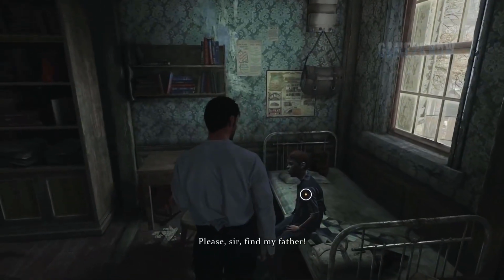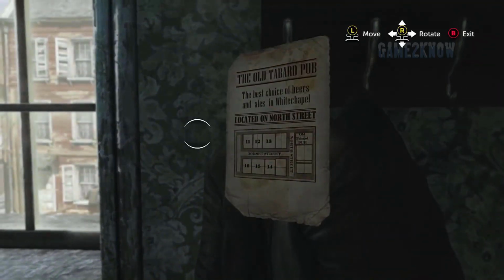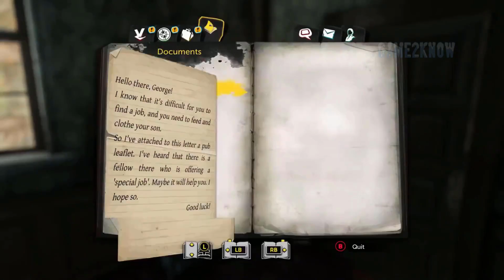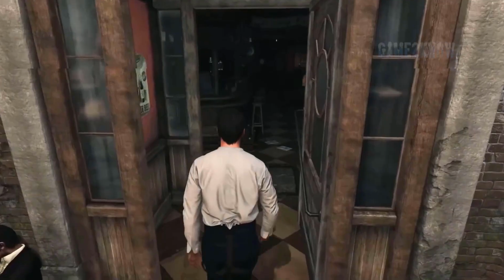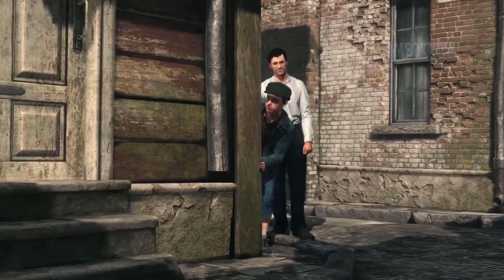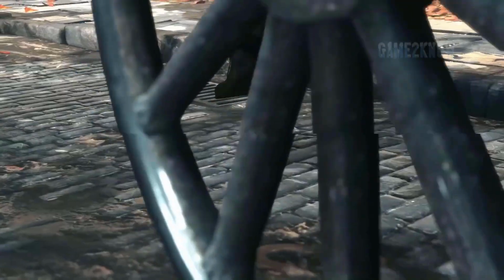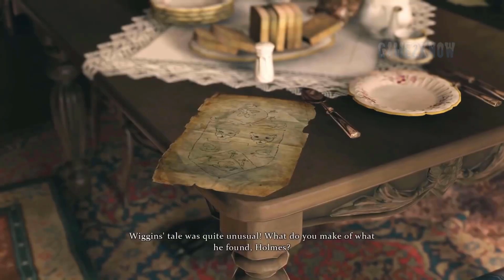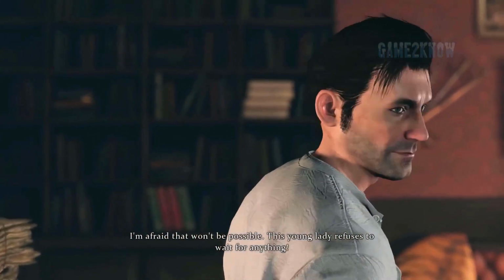Sherlock pays a visit to the boy's home, and through a notice in the jacket, he found that Tom's father was offered a special job at Old Tabard Pub. Then he goes there and notices a suspicious man whom he asks young Wiggins to follow after the man leaves the bar. Young Wiggins follows the man to Lord Marsh's house, where Sherlock plans to pay a visit.